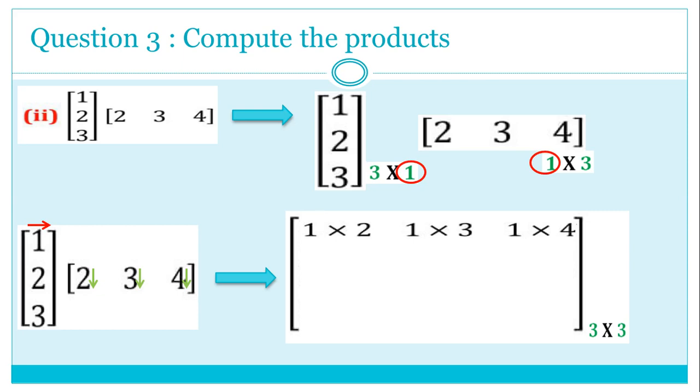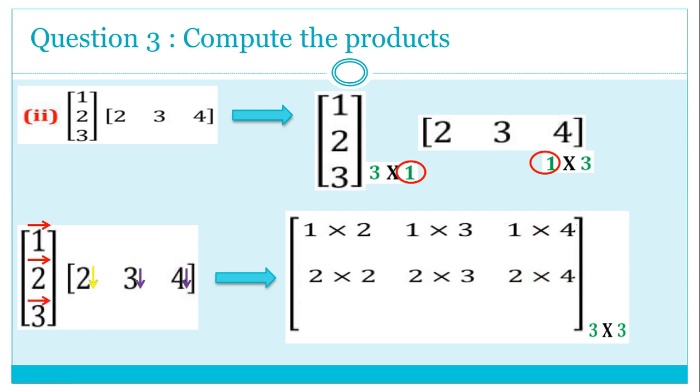Next we will multiply the second row with the first column, then with the second column, and then with the third column, and we will get the second row of the resulting matrix. 2 is multiplied with 2 to give us this, then this row is multiplied with this to give us 2 multiplied by 3, and then this 2 is multiplied with 4 to give us this element. And similarly we will do the last.